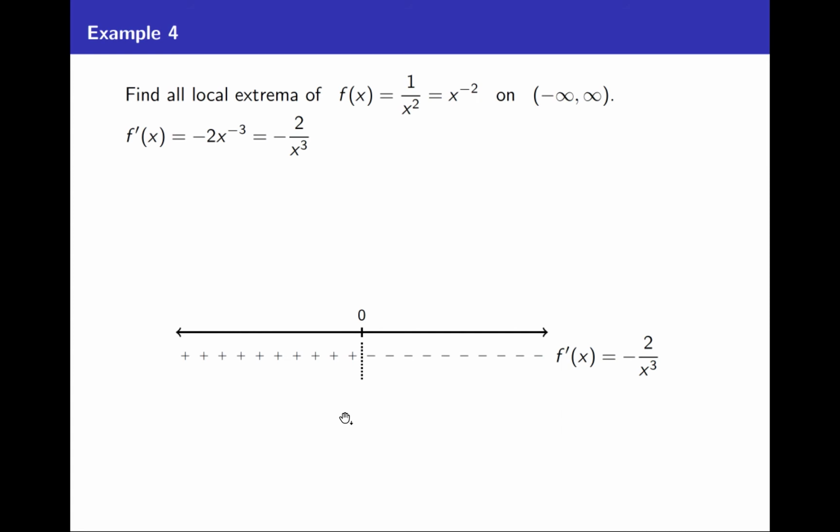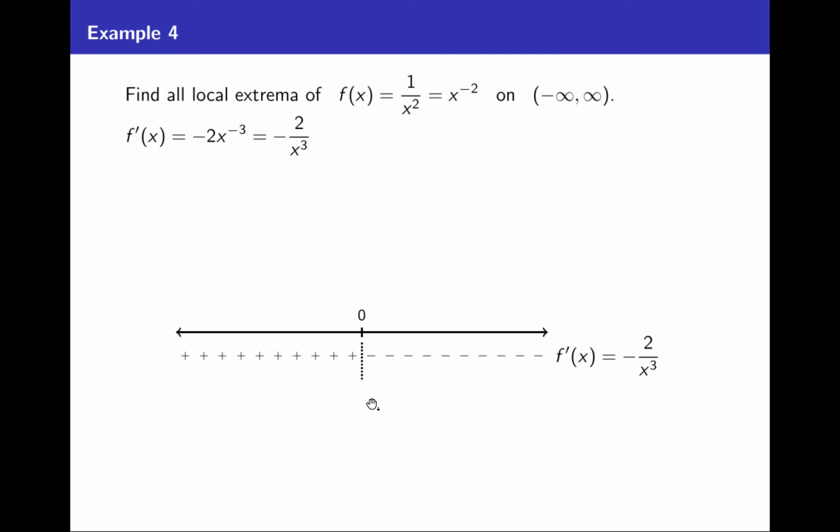Now, watch out here, and let's not be on automatic pilot. You see the derivative changing from positive to negative at 0, and you want to jump to the conclusion that that means you have a local maximum at 0. That's what the first derivative test would say. But watch out, that's actually not the case here.